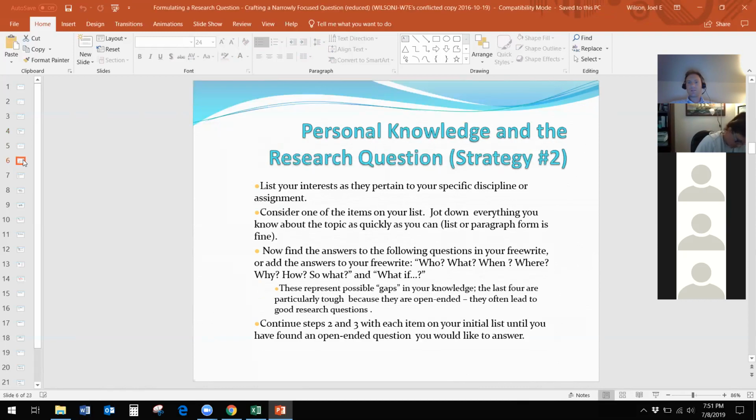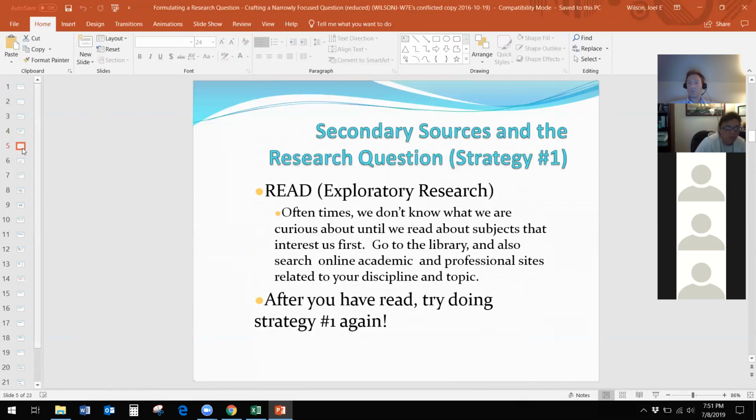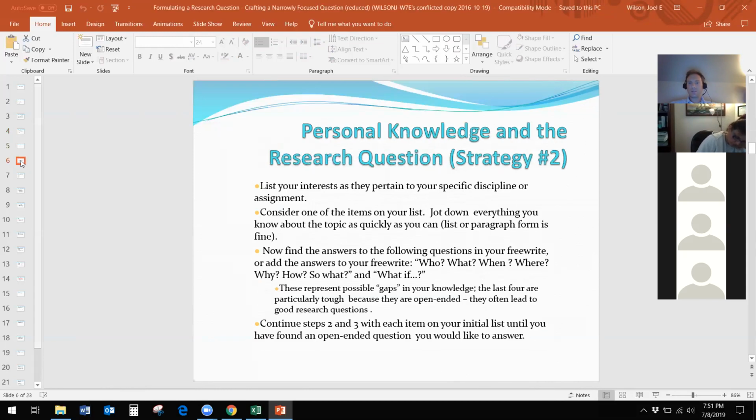Or what makes it so hard for people to get jobs in that field? So that's strategy 2. Strategy 1 is just some exploratory reading. Just start reading on a topic that you're interested in. Number 2 is asking these kinds of personal questions. What do you know about a job? What are you interested in?